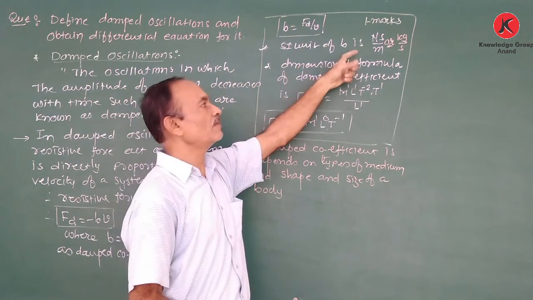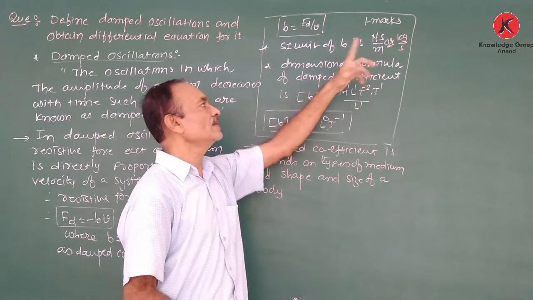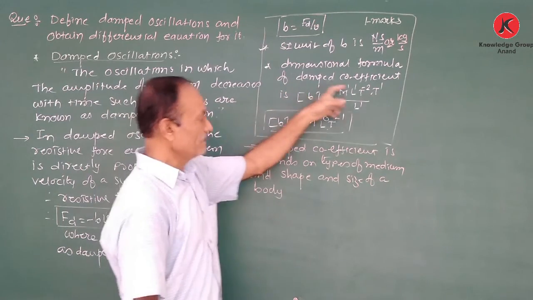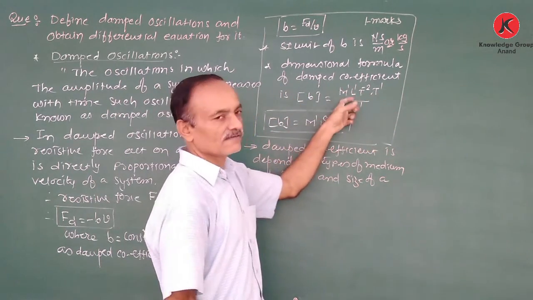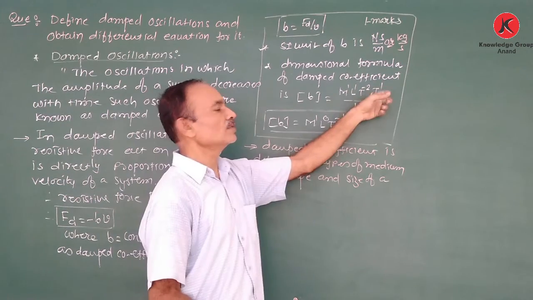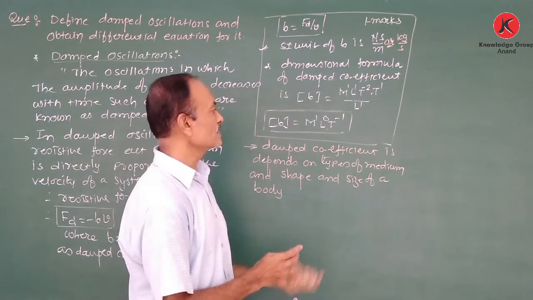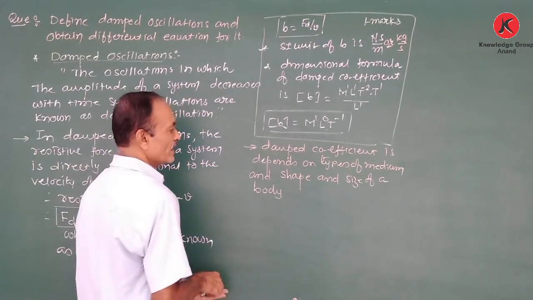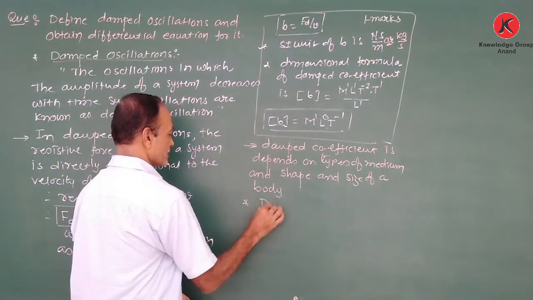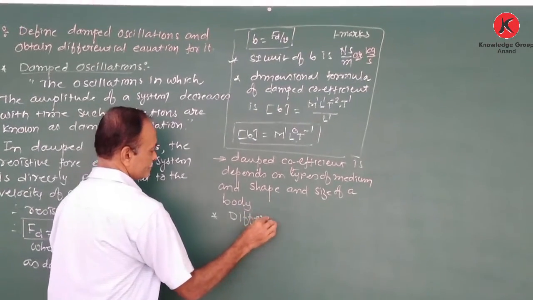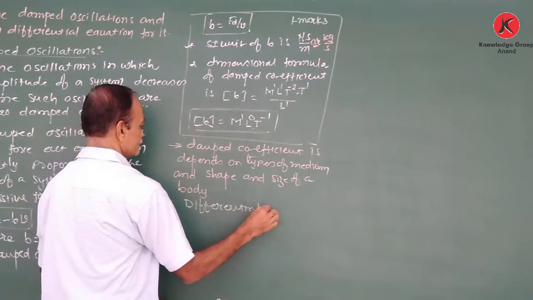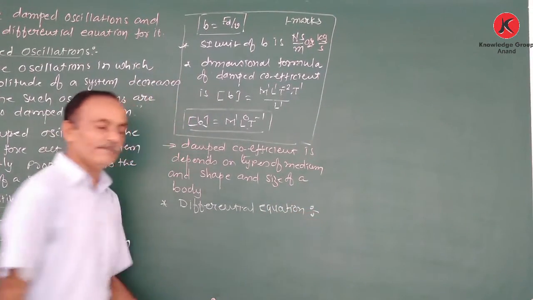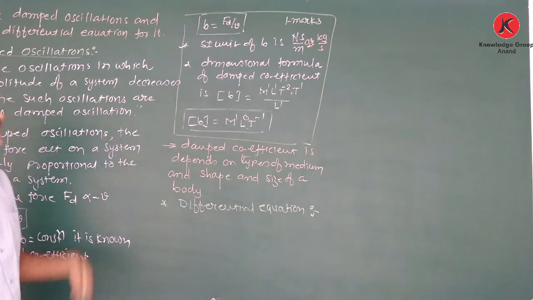SI unit of damped coefficient is Newton second per meter or kg per second. And the dimensional formula of the damping coefficient is b is equal to M1 L1 T minus 2 T1 upon L1, that means M1 L0 T minus 1. Now we are going to obtain the differential equation for damped oscillation.